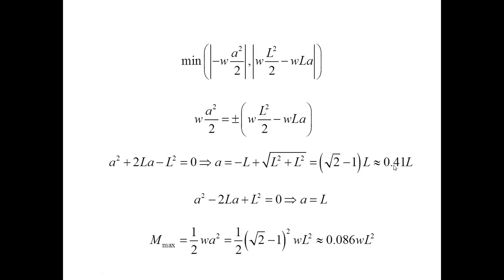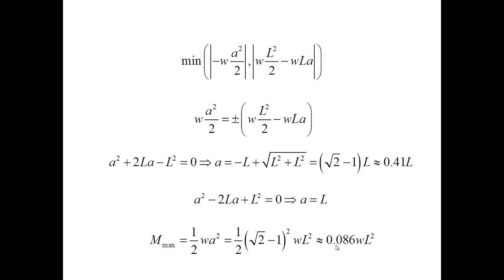The corresponding value of the bending moment can be computed by substituting this value into either this expression or this one, and at the end we get that the maximum bending moment is less than 10% of WL squared.